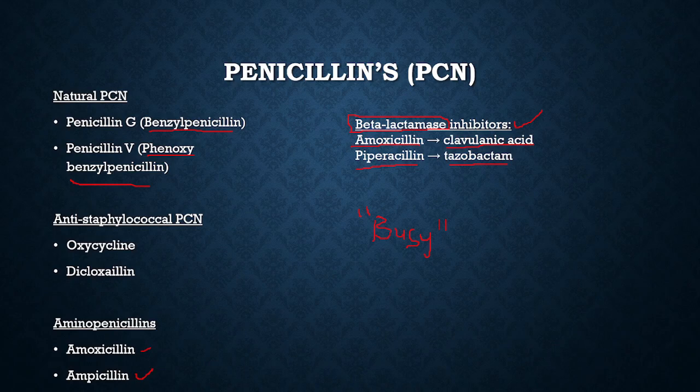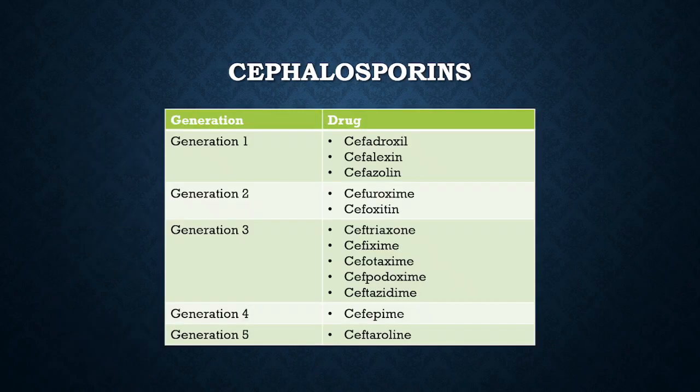As you can see, there's a lot. And then we move to cephalosporins. So here we have 5 generations. Generation 1, we have cefadroxil, cefalexin and cefazolin. Now this cefazolin, they can usually give it for prophylaxis in surgery. Then generation 2, we have cefuroxime and cefoxitin, and then we have generation 3, which is all of these ones.